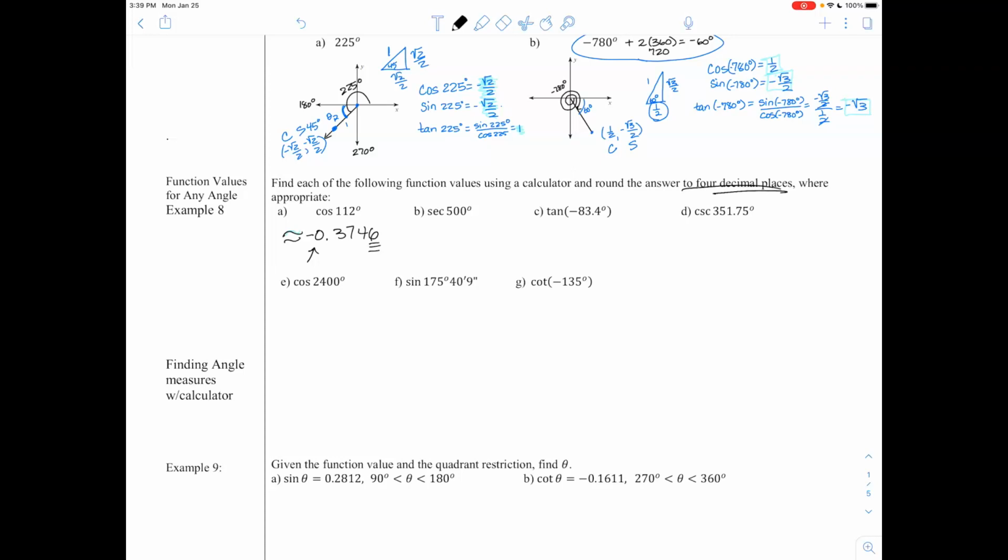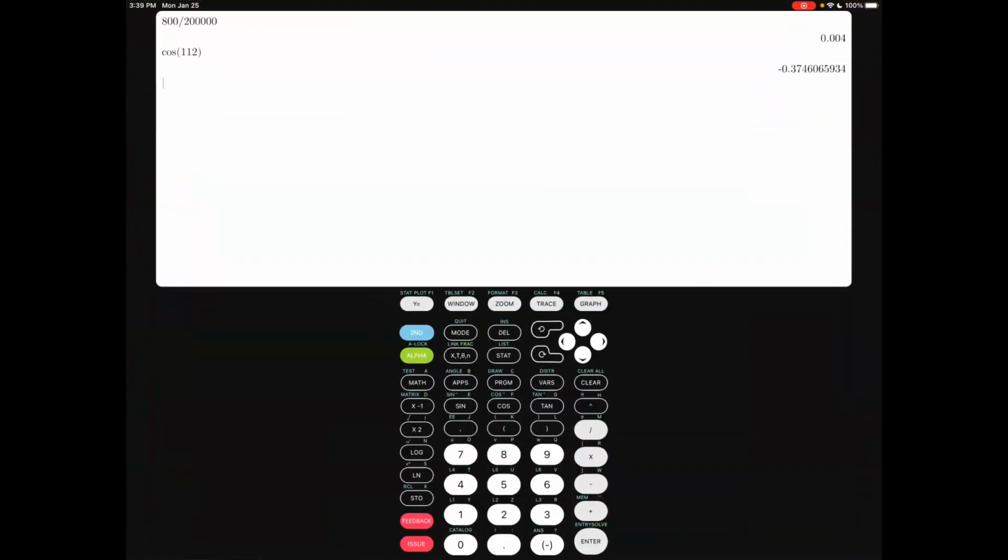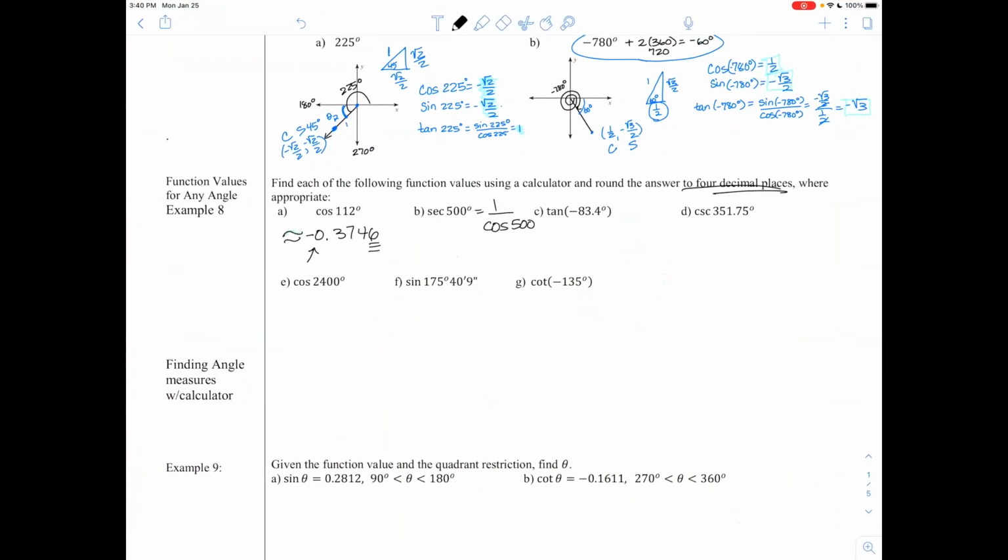Okay, secant of 500. Our calculator doesn't have a secant button, so remember that that is the same as 1 over cosine of 500. So we'll plug that into the calculator. So 1 over cosine of 500, pardon me, you get negative 1.3054. So this is not too difficult here. Negative 1.3054.